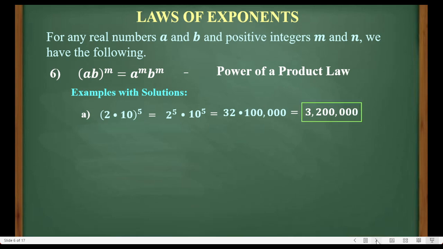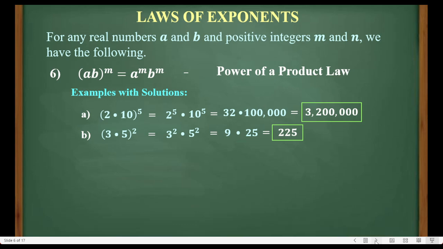Next, letter B. How about this one? Quantity 3 times 5 squared. So just like in letter A, we multiply the outer exponent 2 to the exponent of each factor inside the parentheses. So that from that point, it will give us 3 squared times 5 squared. And we know that 3 squared is 9, and 5 squared is 25. And 9 times 25, as we all know, is equal to 225. And this is your answer.